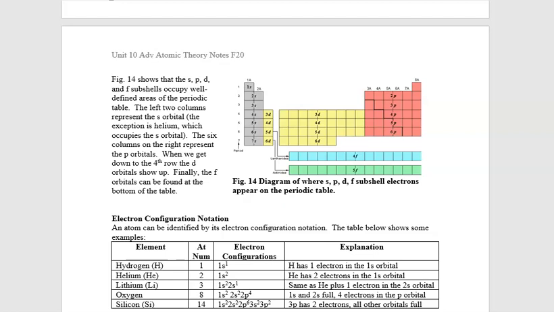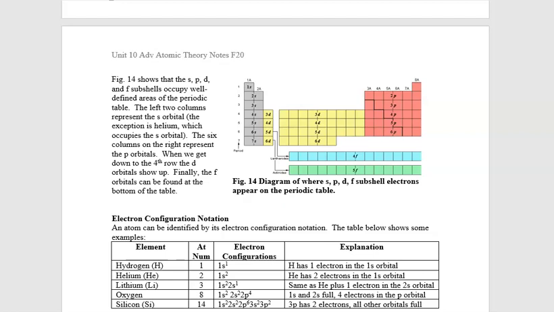Now you see that the d orbital is down there in the transition metals. So when you get down into rows 4 and below, you're going to start to deal with d orbitals, and that's one we're about to talk about. And the one we never talk about in this class is the f, but you can see it has a distinct place on the periodic table.